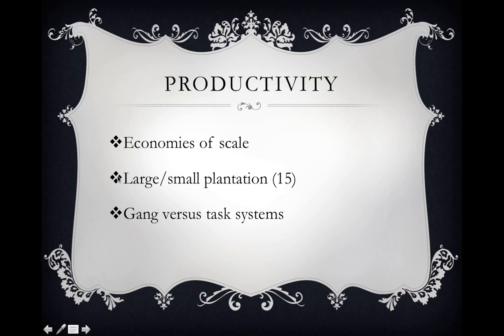Two, that the distinction is that these economies of scale kicked in after the plantation exceeded a size of 15 slave workers. All right, so you have small plantations that had 1 to 15, where large plantations had 15 or more slaves on them. That seems to be the break point when the economies of scale really started to kick in.